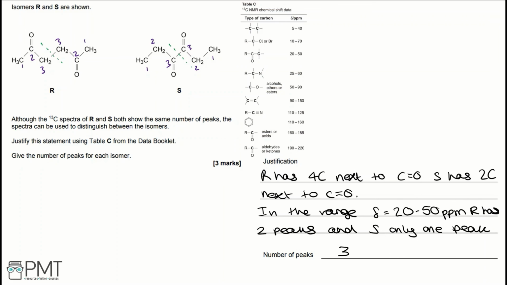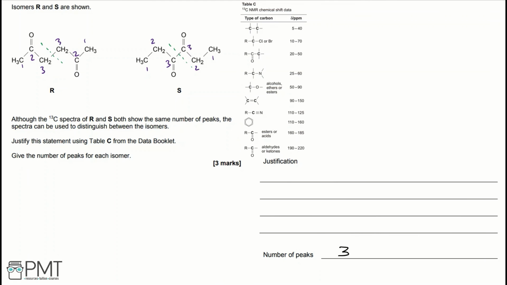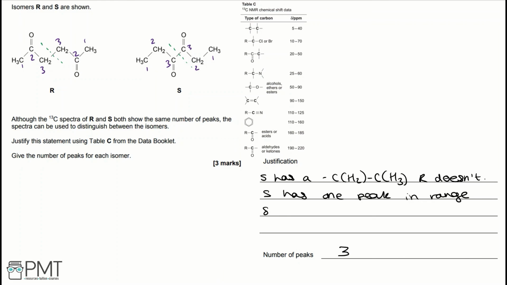But there is an alternative justification. So with the alternative justification, that's talking about how S has this CH2-CH3 group, whereas R doesn't. And that means that S is going to have 1 peak in the range of 5 and 40 ppm, which if you look at table C, shows you that this is the alkyl type of carbon, and R doesn't have this. So that means that the lowest peak for S is much lower than R.